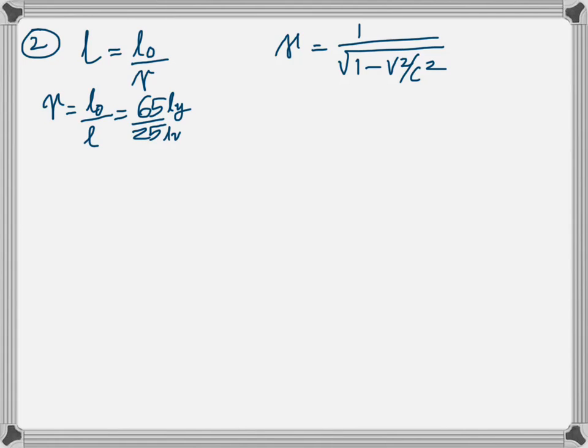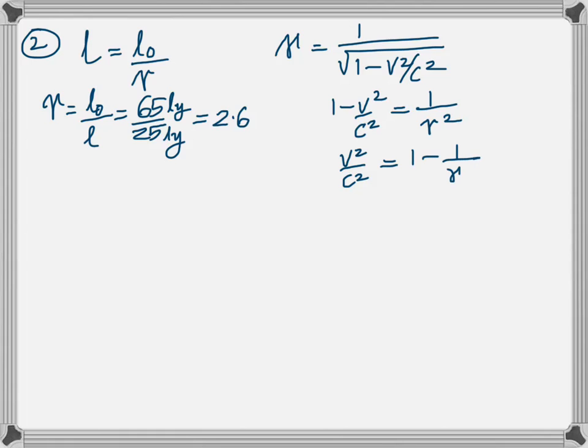So gamma can be found in two ways. One, from the given information, it's 2.6. And then you take that gamma and plug it back into this relation. Rearrange that and we're going to find the velocity. So you're going to make v the subject.